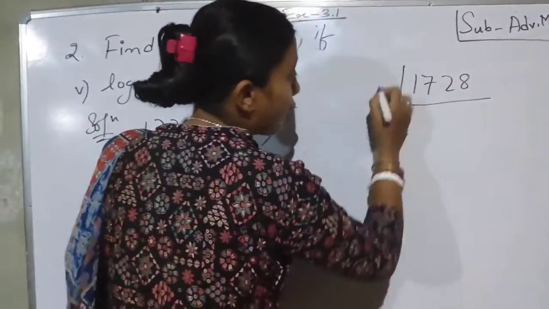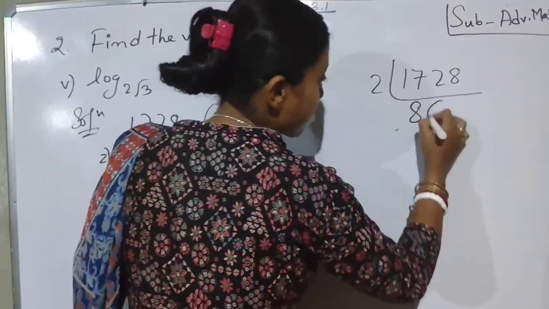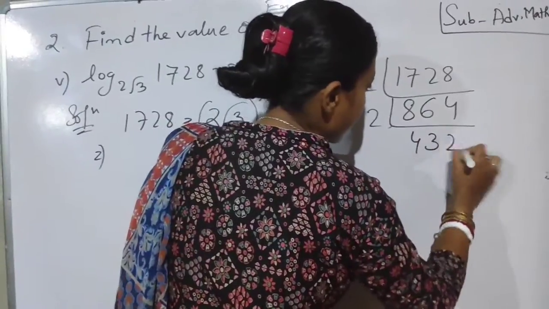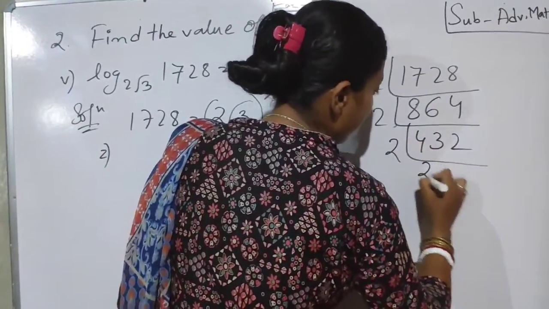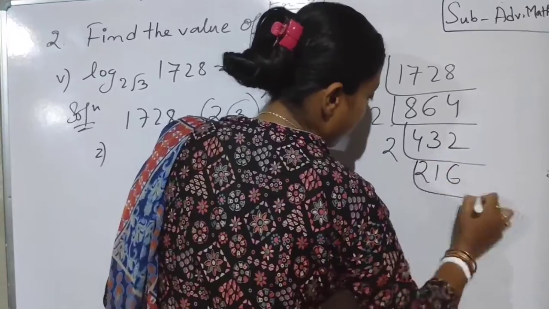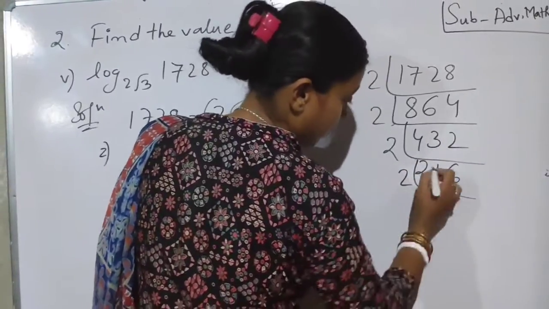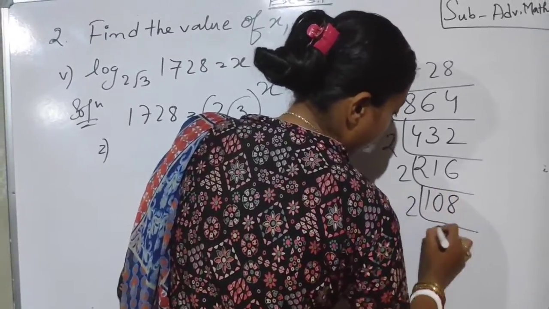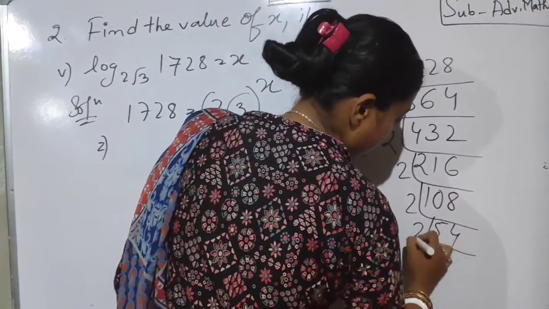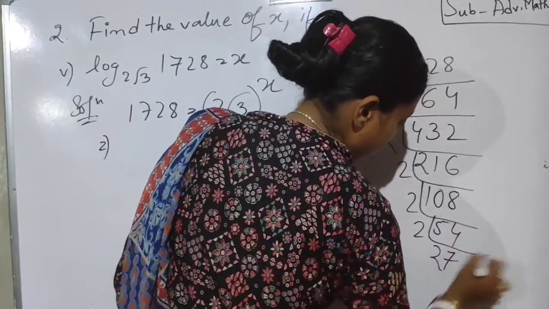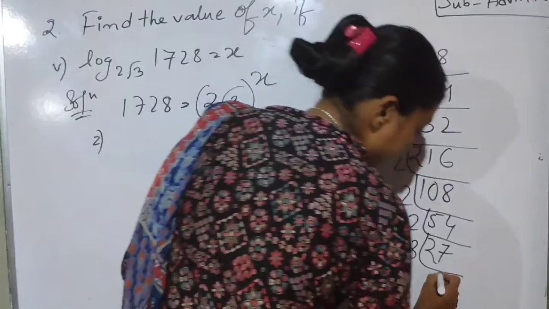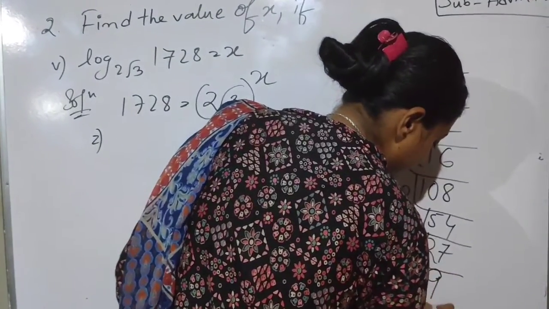1728. So 2 8s are 16, 2 6s are 12, 2 4s are 8. 2 4s are 8, 2 3s are 6, 2 2s are 4, 2 2s are 4, 2 1s are 2, 2 6s are 12, again 2 1s are 2, then here 0, 2 8s are 16, 2 5s are 10, 2 4s are 8, 2 2s are 4, 2 7s are 14. Now with 3 you will do 3 9s are 27 and 3 3s are 9.